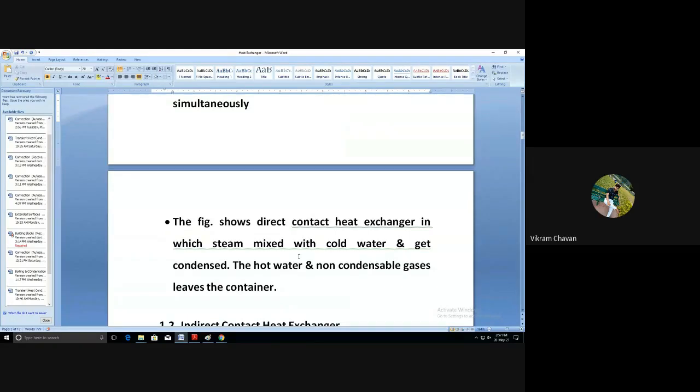The hot water and non-condensable gases leave the container. Okay, full stop. So this is about the open type or direct contact type of heat exchanger.